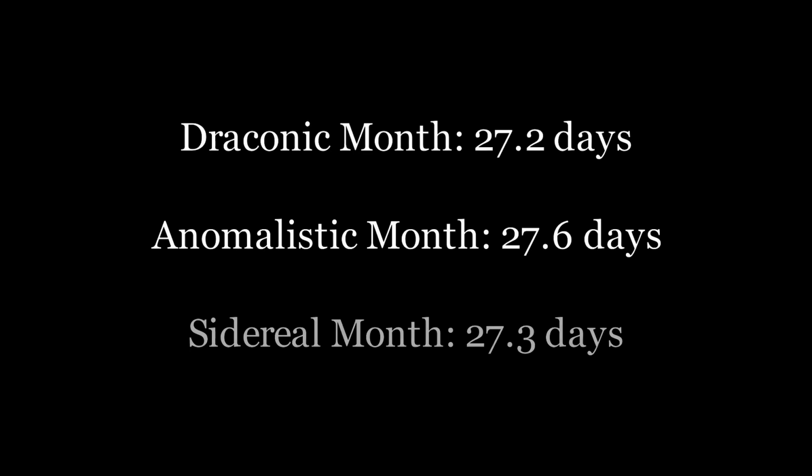It might seem odd that the draconic month, anomalistic month, and sidereal month are all different lengths, even though they all describe the time it takes for the moon to reach the same spot in its orbit again. This is where long-term changes in the moon's orbit come in. There are 2 main types of precession that change the moon's orbit over time.